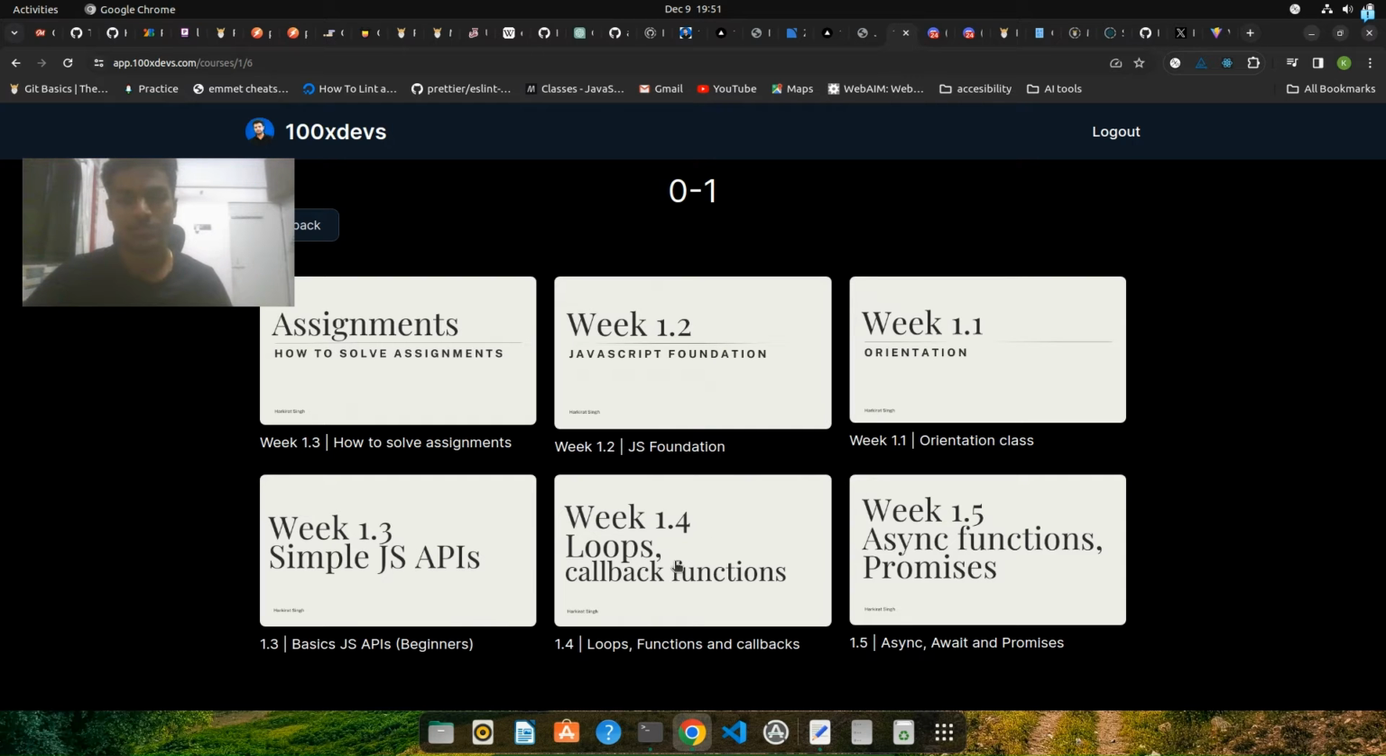Then this lecture, I was planning to skip it because I already know this stuff, and this lecture was pretty jarring for me because I already know this stuff, right? But Harkirat notified everyone to go through the callback function section of the video. So I went through the callback function section, and this was pretty good.